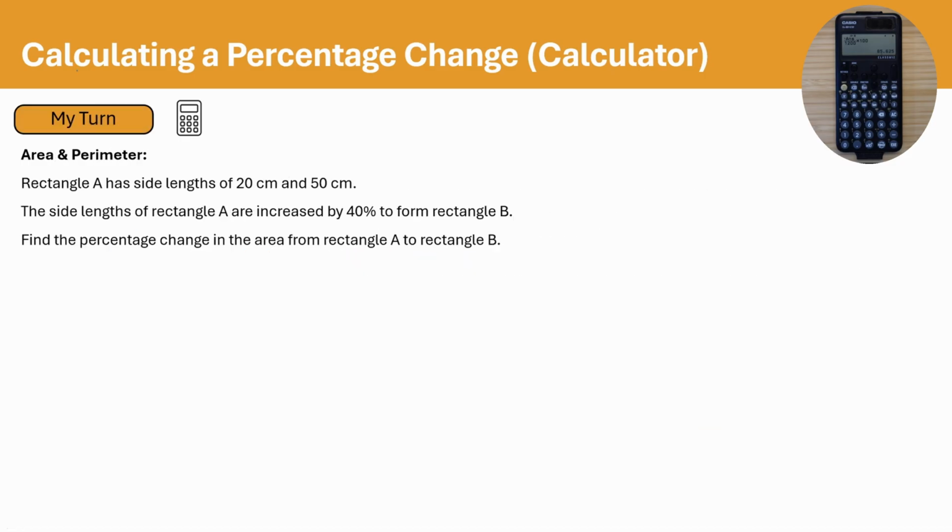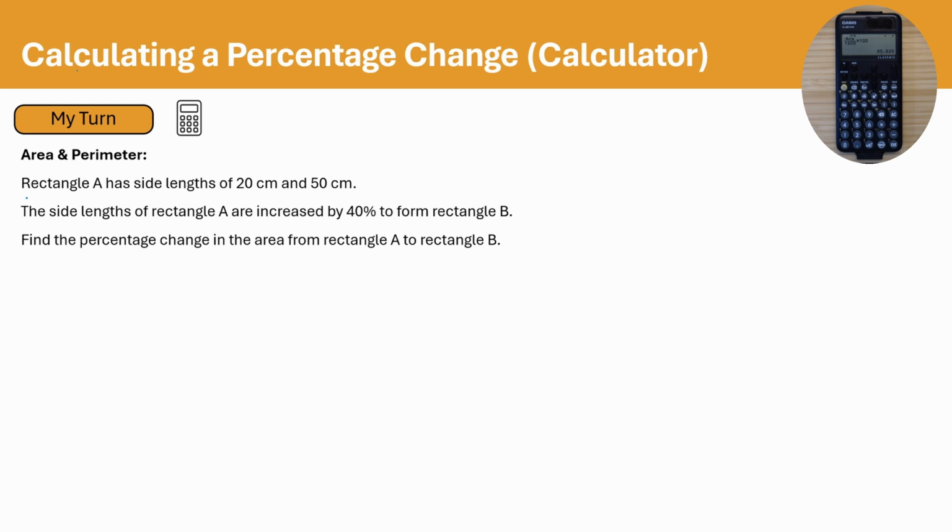All right, our next example is an area and perimeter example. Let's have a look. Rectangle A has side lengths of 20 centimeters and 50 centimeters. The side lengths of rectangle A are increased by 40% to form rectangle B. Find the percentage change in the area from rectangle A to rectangle B.